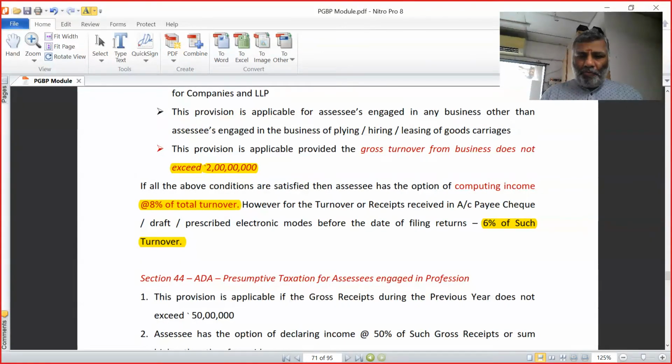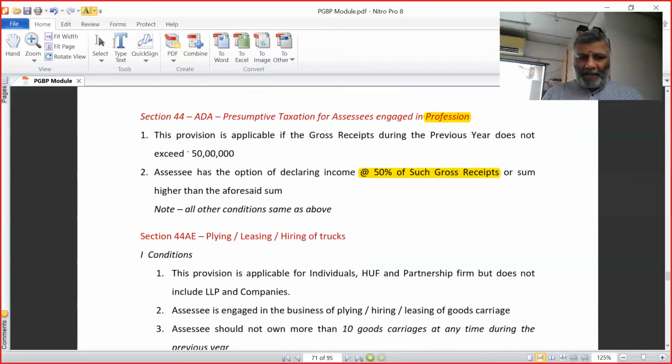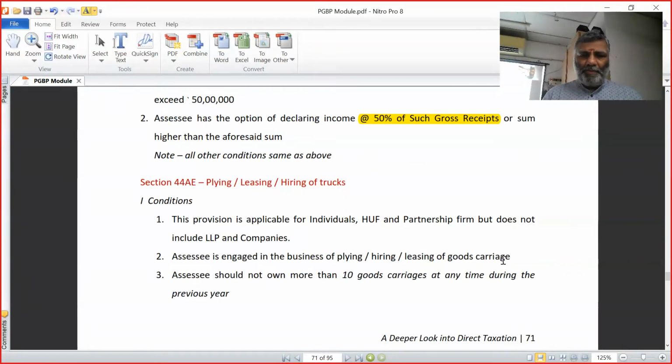Okay. 44ADA is only for profession, 50 lakhs, 50% of gross receipts. Up to 50 lakhs. More than 50 lakhs, obviously you have to maintain books.